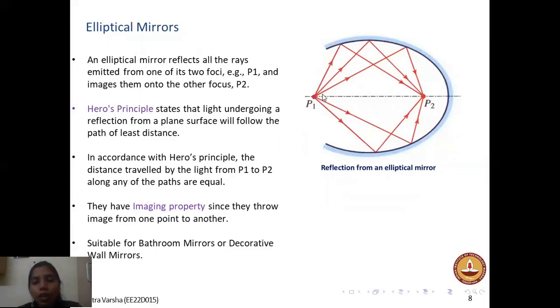Let's say if we put a light source at one focal point, it is possible to collect the light at the other focal point. These are also used to direct light from a lamp into an optical fiber or a light guide.